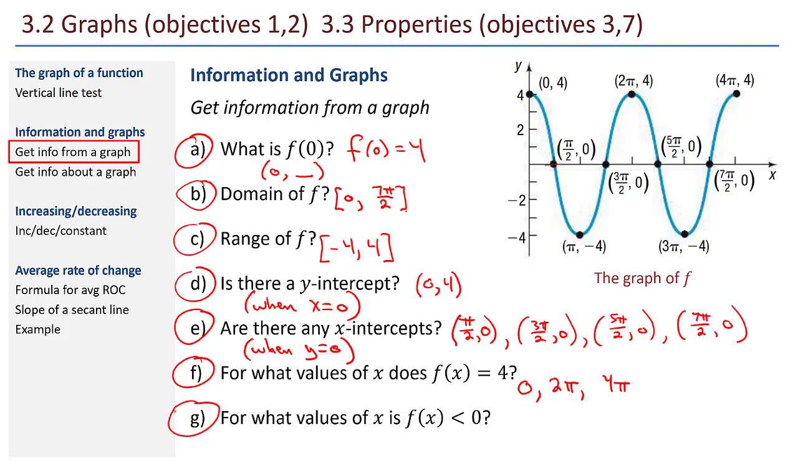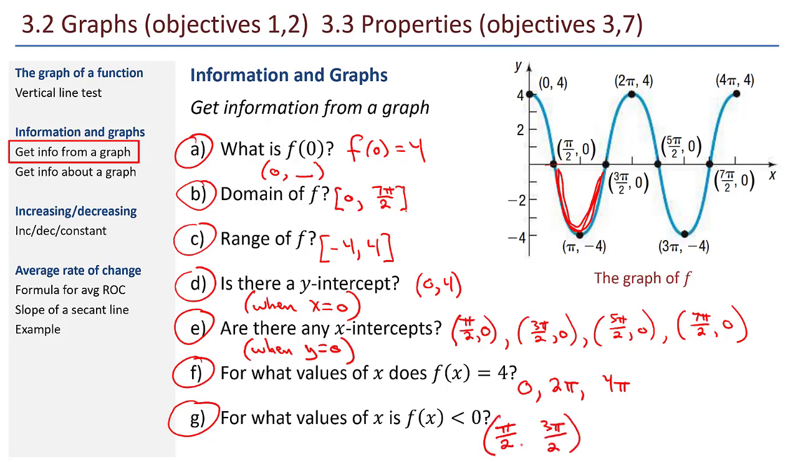And then lastly, g. For what values of x is f of x less than 0? So let's see. In this case, we're looking at the parts of the graph that dip below the x-axis, and so these two u areas. Well, let's focus on this first u area. So it starts off with an x value of pi over 2, and it ends at the value of 3 pi over 2.